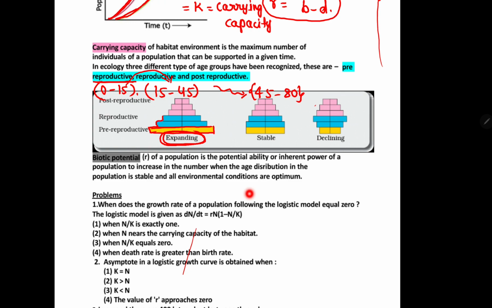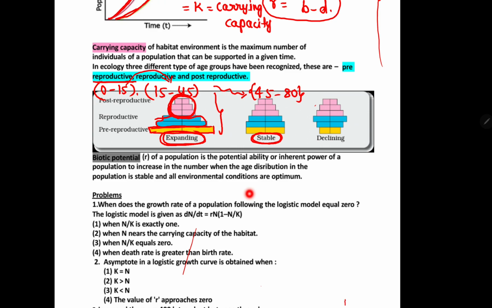So the reproductive phase individuals' number is comparatively lesser, and the post-reproductive phase individuals' number will obviously be the smallest, as they are dying. So this is the kind of population pyramid where the base is broad. This population will grow in future, like the Indian, Pakistan and Bangladesh populations, which are growing very fast. Fine. Then the next type of population is the stable population.